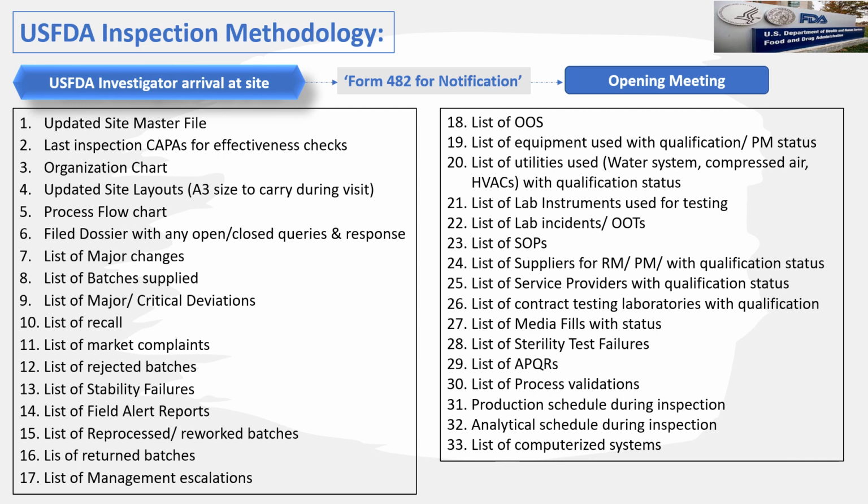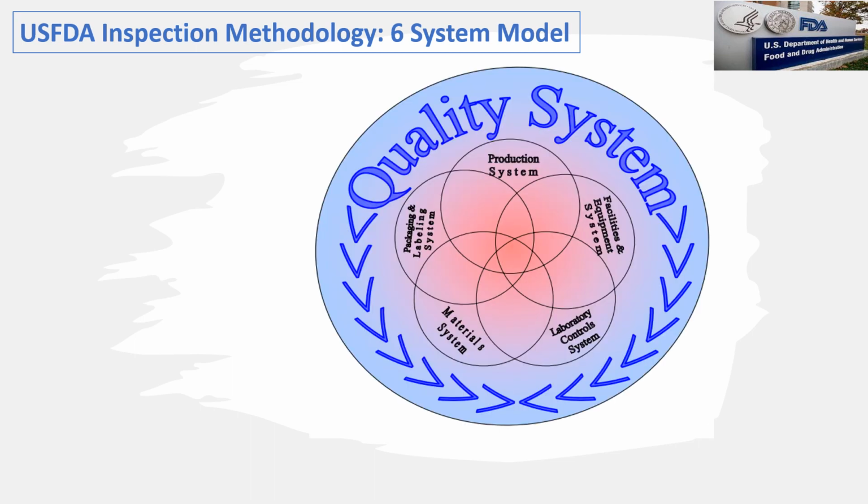So this is not the overall list. There can be many other things, but this is just an overview of what is typically asked by the inspectors on the first day of an inspection. For the inspection process, the US FDA uses a six-system model, which includes the production system, facility and equipment system, laboratory control system, material system, packaging and labeling system, which are overall covered by the quality system. The US FDA does not intend to cover all six systems, but they cover at least four to five systems in each inspection.